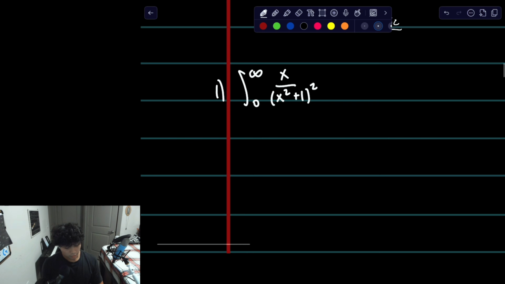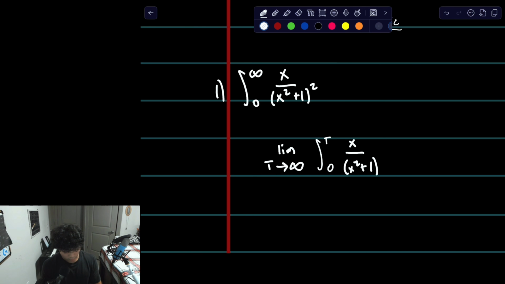So our first problem is going to be the integral of x over x squared plus 1 squared bounded from 0 to infinity. Now the first thing you want to do is write this improper integral as a limit. So all you do is just replace this infinity sign with any variable, and I'll choose t, and we can set our limit to approach infinity instead.